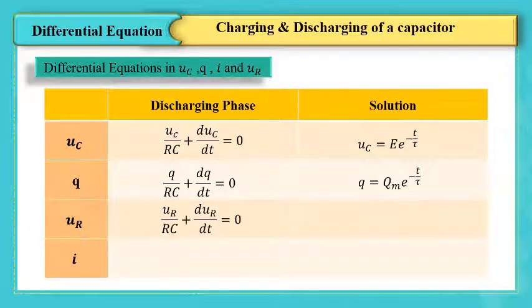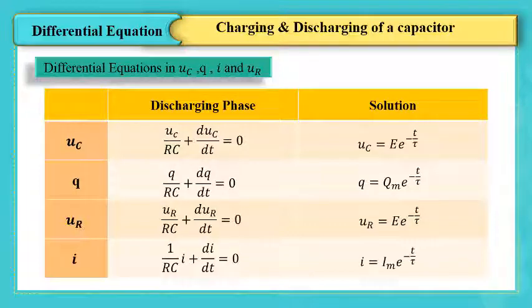For UR, the differential equation is UR over RC plus dUR over dt equals 0, and its solution is UR equal E exponential minus t over tau. For I, the differential equation is 1 over RC I plus dI over dt equals 0, and its solution is I equal Im exponential minus t over tau.